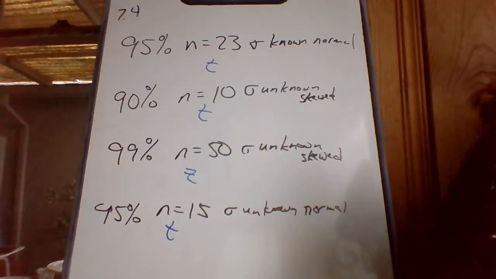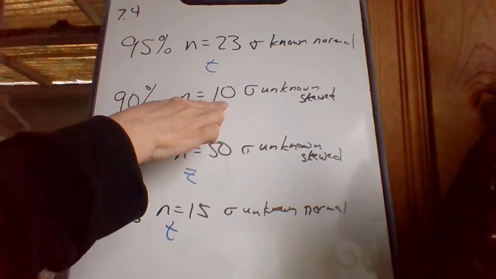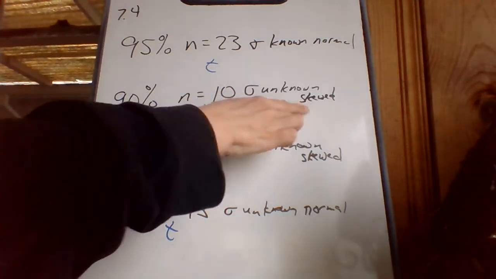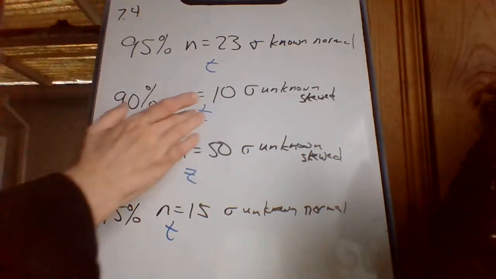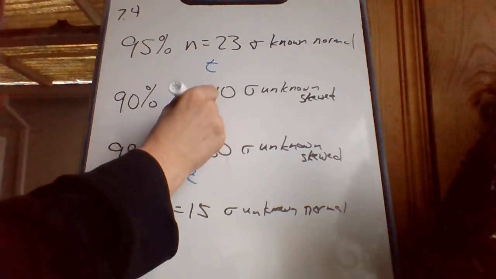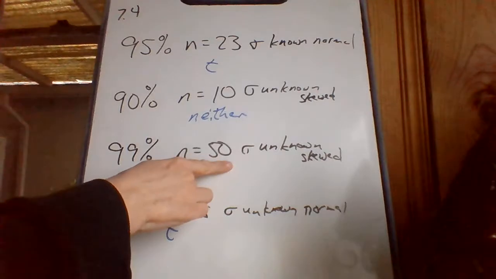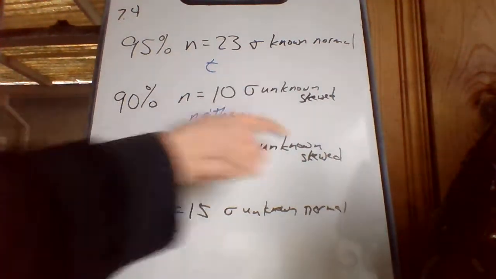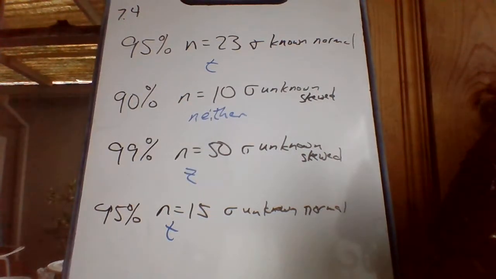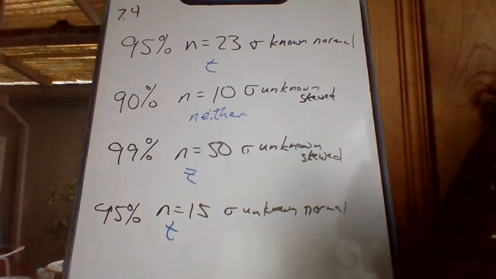Except that neither was one of my possibilities. That was when it was the worst of all possible worlds. Okay, so like a small number, sigma unknown, and skewed. Everything's as bad as it could possibly be. That's when it's neither. As long as n is larger than 30, even though these other two things are exactly the same, as long as n is larger than that, I can go ahead and use z on that.